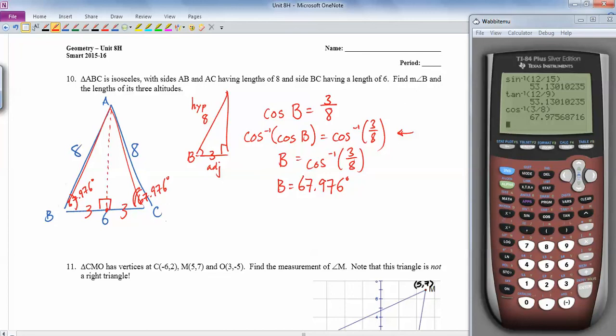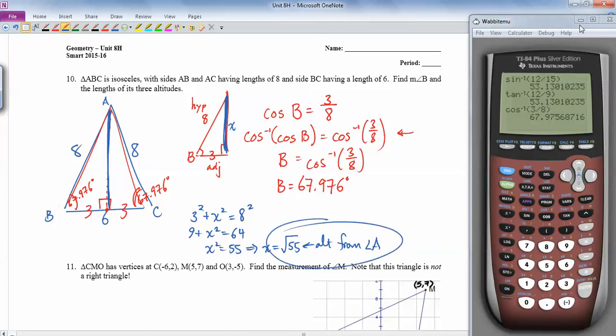Okay, we need to find the altitudes also. Well, this altitude is just this line right here. We can solve for that using Pythag. So 3 squared plus x squared equals 8 squared. So that's going to be 9 plus x squared equals 64. So x squared will be 55. So that means x is root 55. That's the altitude from angle A.